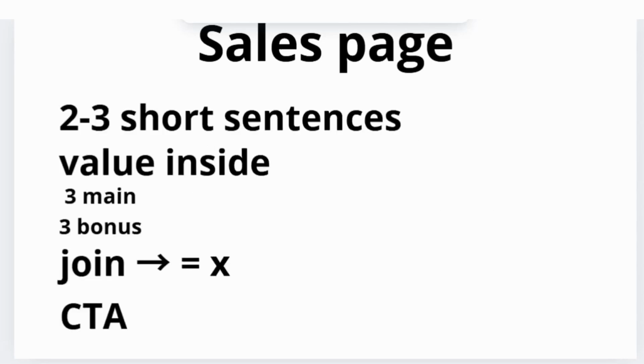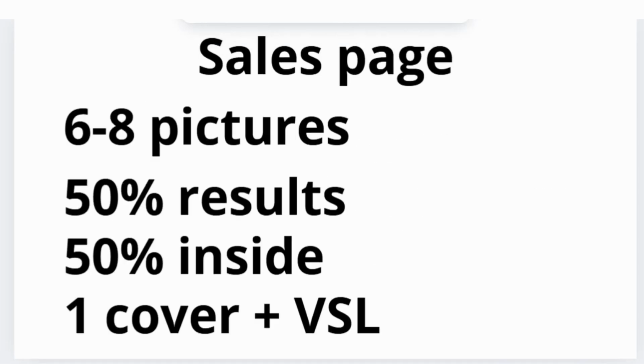Remember to keep playing around with the sales copy. Also, don't forget to keep track of which sales copy you used at what point, as well as the conversion rate. Then we will look at the pictures in the sales page. The best amount of pictures to have on your sales page is between 6 and 8. Half of it should be pictures of the desired result of the customer, and the other half should be an inside look of the product. So you showcasing your courses and the community. You should also add a cover image and a VSL.